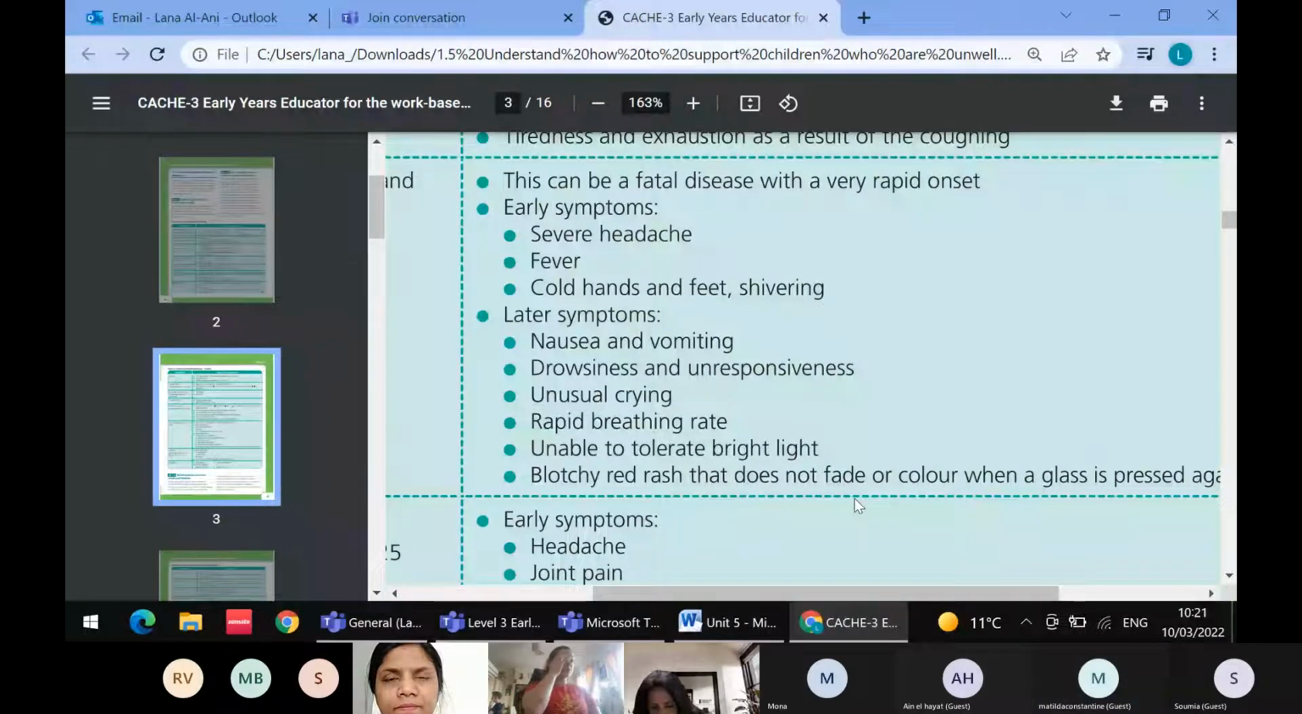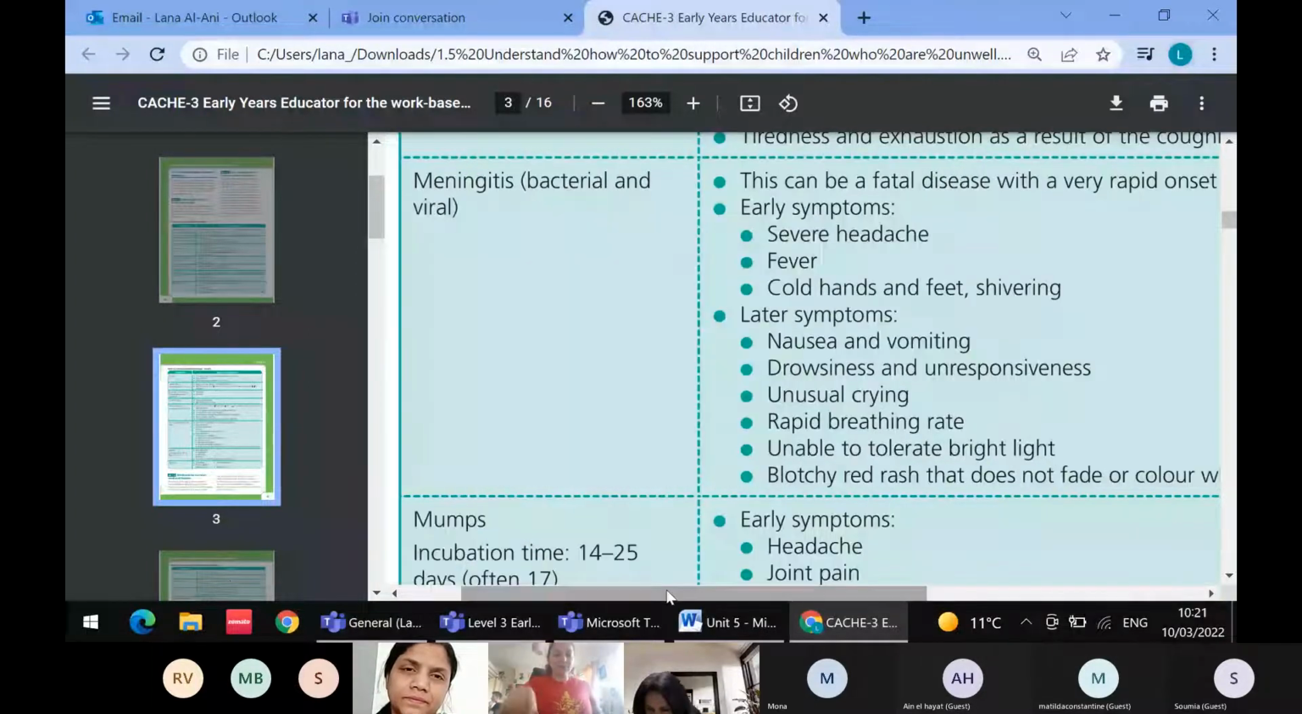Anyone can participate to tell us what the symptoms for meningitis are? Meningitis always starts with a hard headache. Yes, very good. It could be fatal, and it's not an easy illness.